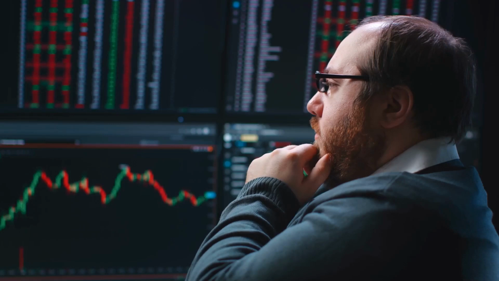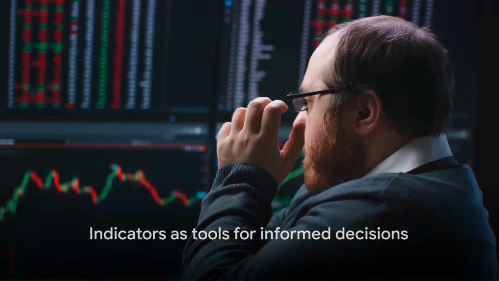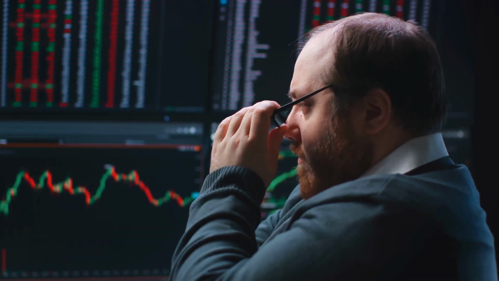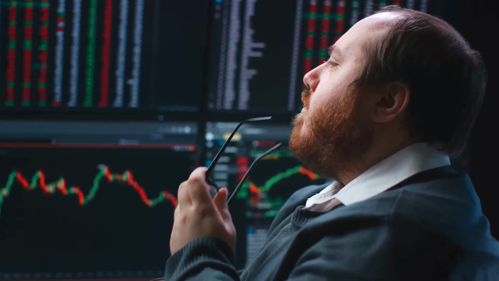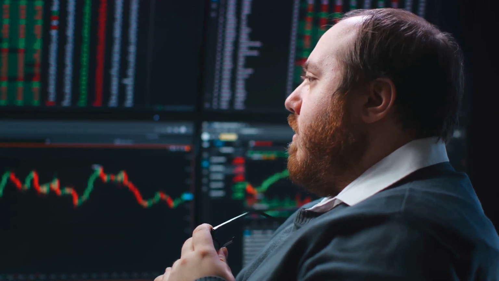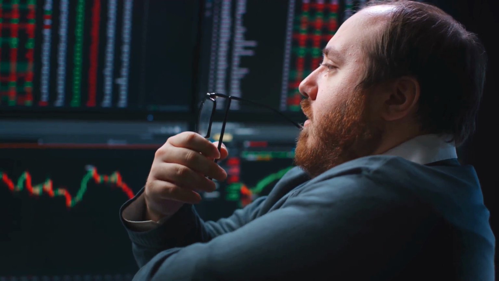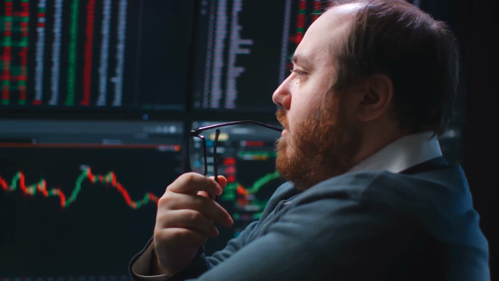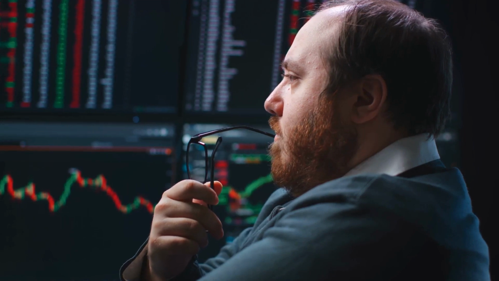These examples illustrate how indicators can be used to inform trading decisions. But it's important to remember that no indicator is infallible. They're tools to aid in analysis, not crystal balls that predict the future. The key is to use them in conjunction with other forms of analysis to make well-informed decisions.